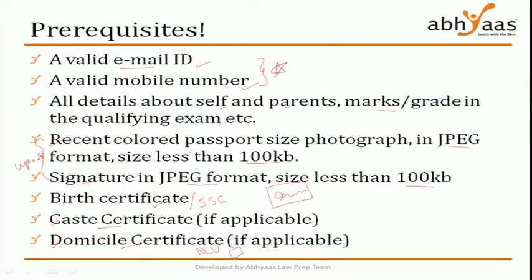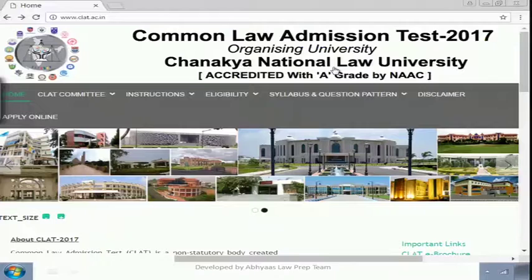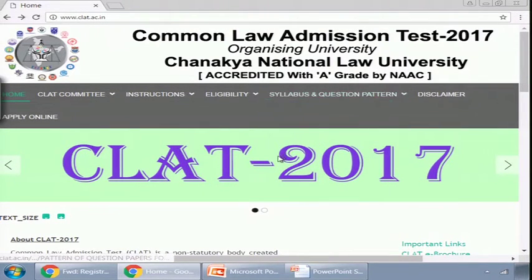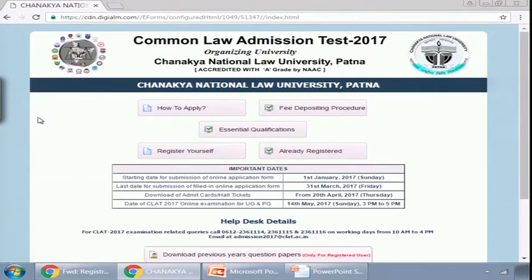Once you are ready with all these prerequisites, you can go to the website where you are going to fill your form, that is clat.ac.in. When you type clat.ac.in, this is the page which will appear, and on your left side you have a tab called Apply Online. Just click on that Apply Online.